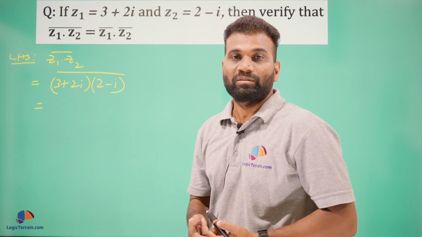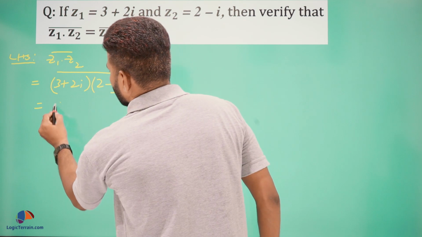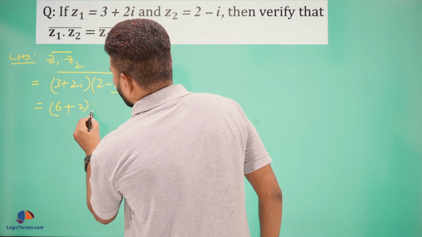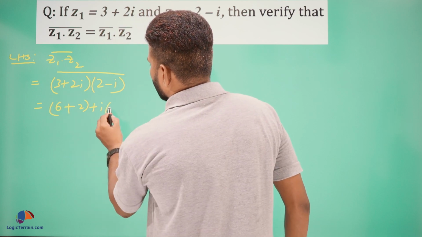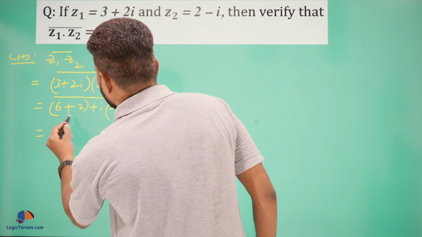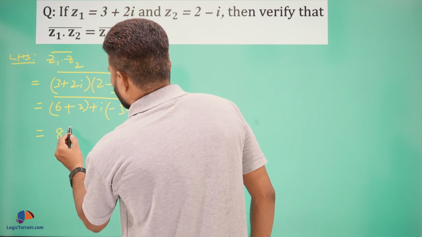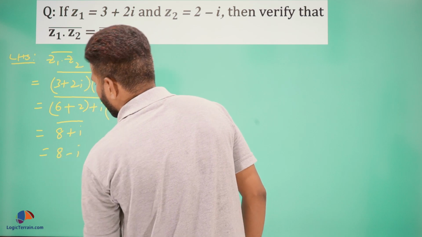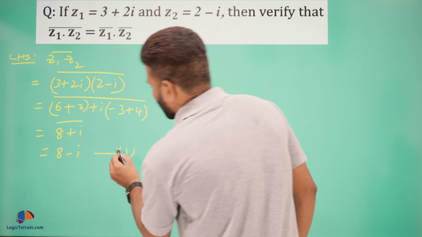So we'll multiply by using the product rule, that is 3 2s are 6, minus of minus plus 2 1s are 2, plus I of AD minus 3 plus 4, whole conjugate. This becomes 8 plus I whole conjugate, then this becomes 8 minus I. So let us take this as number 1.